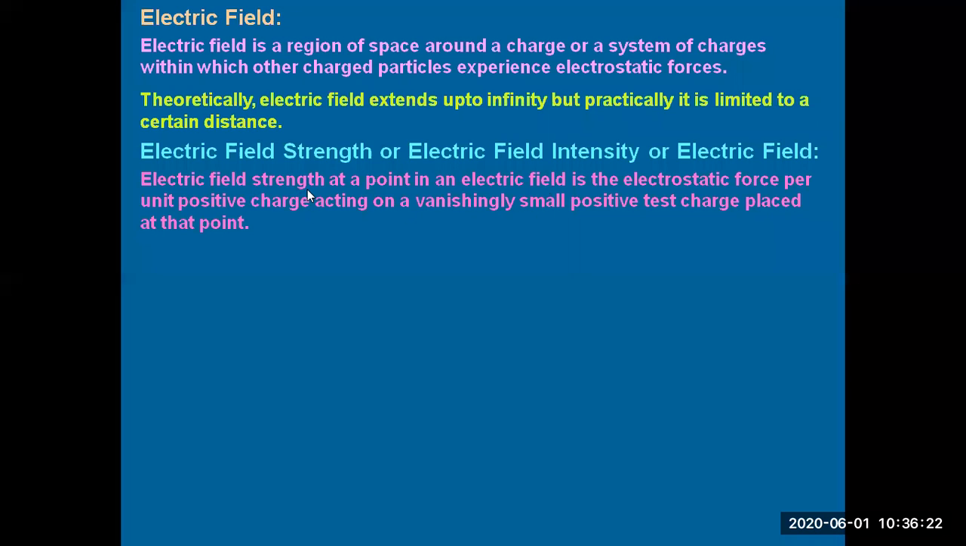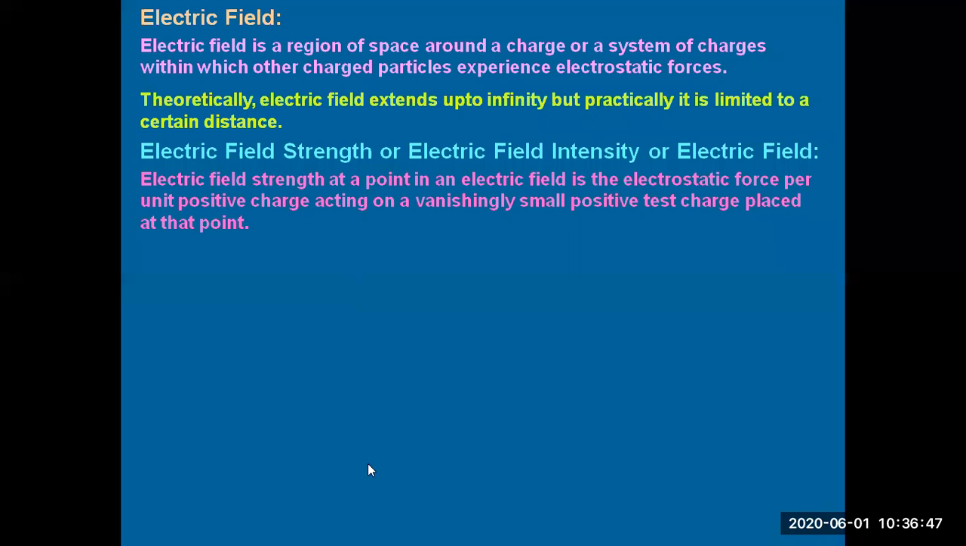So electric field strength at any point in an electric field is the electrostatic force per unit positive charge acting on a vanishingly small positive charge placed at that point. So what is this field strength? It is nothing but the electrostatic force per unit positive charge.